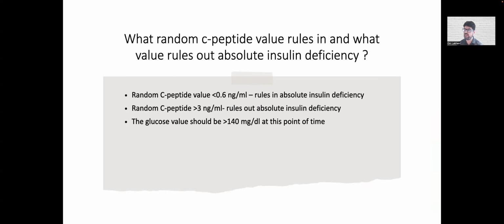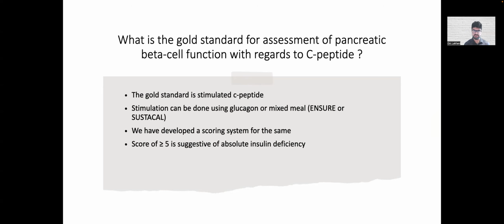When you are trying to interpret random C-peptide, your simultaneous glucose value should be between 140 to 200 to get the most optimal result. If the random C-peptide is less than 0.6, it is suggestive of absolute insulin deficiency and more likely to suggest type 1. Whereas if the random C-peptide is more than 3 nanogram per ml, it rules out absolute insulin deficiency and it's more likely to suggest type 2 diabetes or MODY.